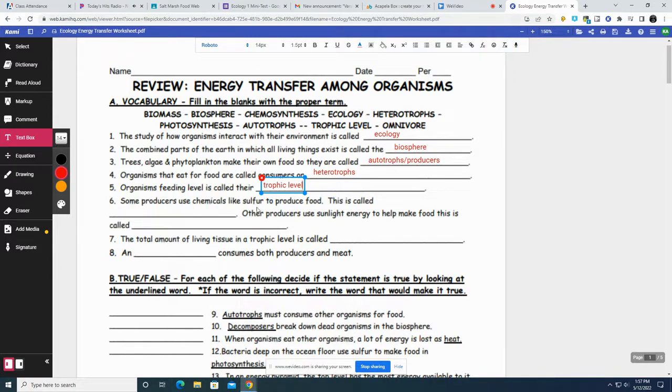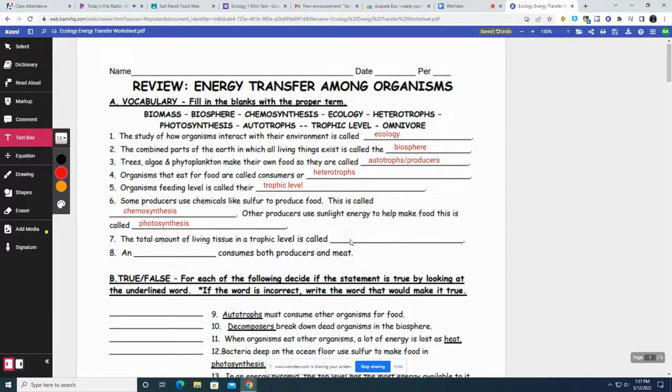Some producers use chemicals like sulfur to make food. They don't use sunlight. So that would be called chemosynthesis. So they make their food using the energy in chemicals, not the energy in light. Usually they use sunlight, and then that would be photosynthesis. So they make their food using light. Photo means light. Synthesis means to make. So it's to make using light.